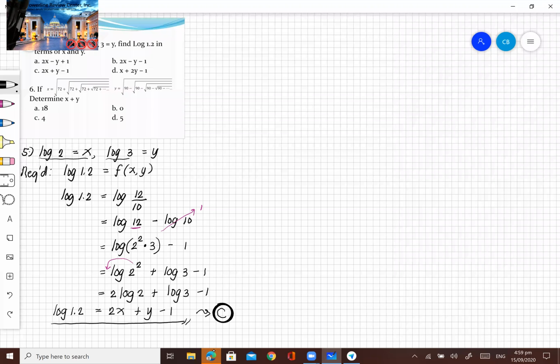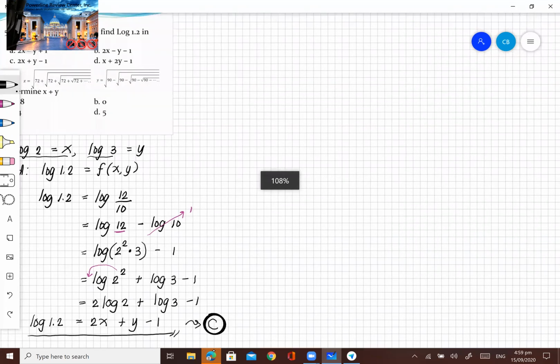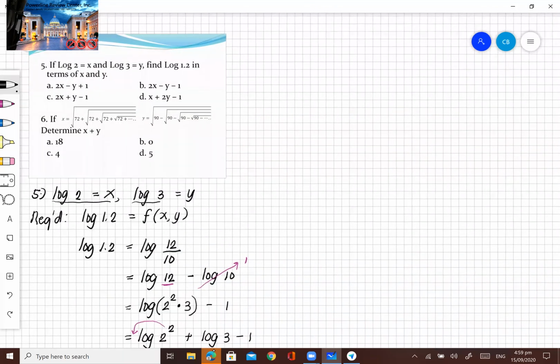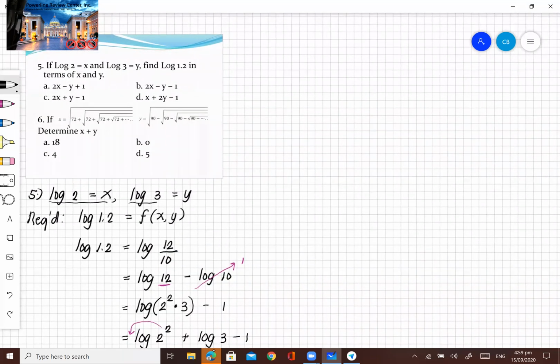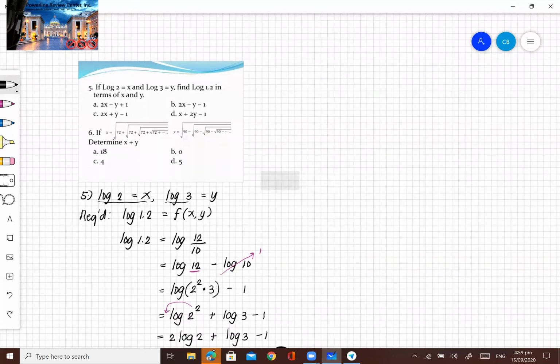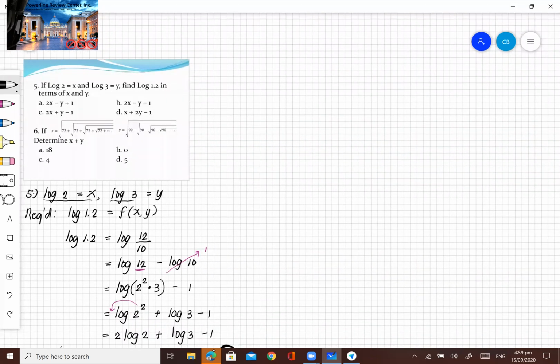Okay? So, iwanan ko si number 5. Lakihan ko ng konti para makita natin yung problem number 6. Number 6. If the given equation of x and y, determine x plus y. So, i-rewrite ko rito para mas makita. So, ganito si number 6.